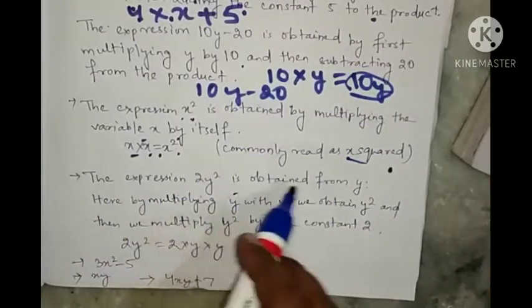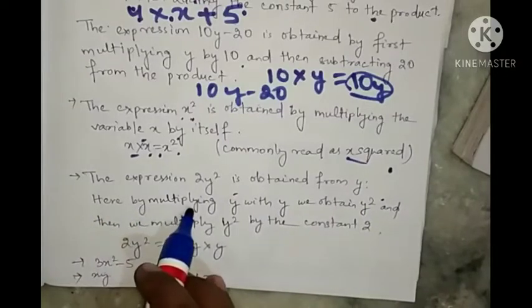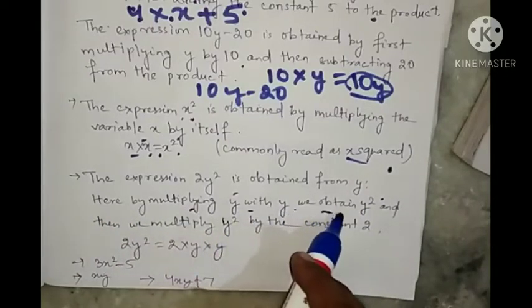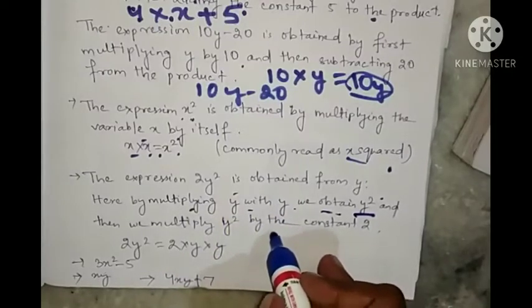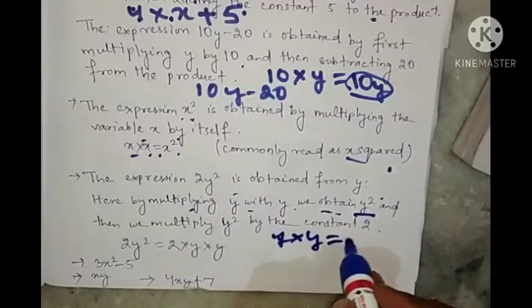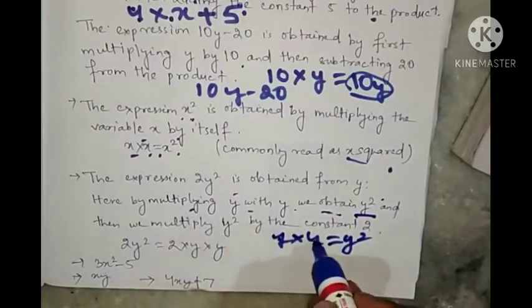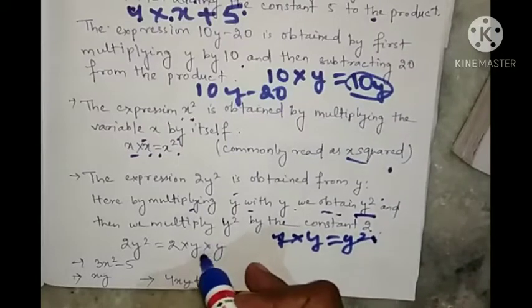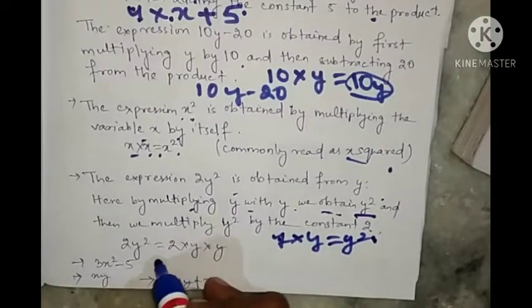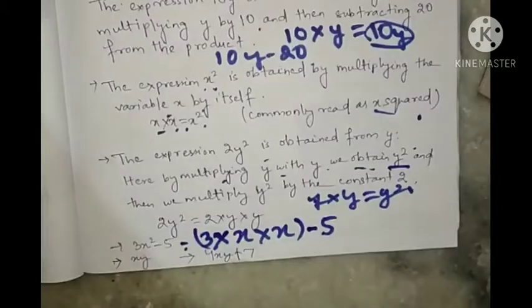Next, the expression 2y squared is obtained from y. By multiplying y with y, we obtain y squared. Then we multiply y squared by the constant 2, and we get 2y squared. So you can write 2y squared equals 2 into y into y.